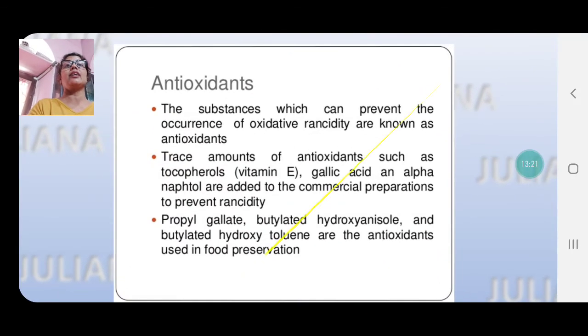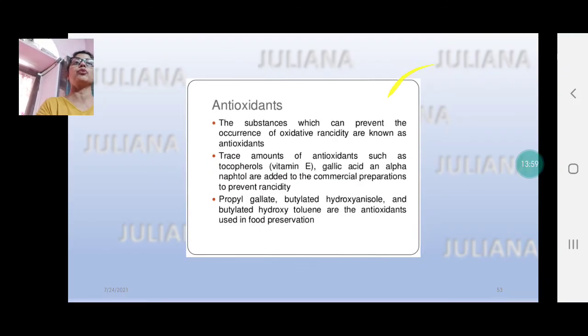So what are these antioxidants? The substances which can prevent the occurrence of oxidative rancidity are called antioxidants. Trace amounts of antioxidants such as tocopherols or vitamin E, gallic acid and alpha-naphthol are added to commercial preparations in order to prevent rancidity. And propyl gallate. These could come as fill in the blanks, or pick up the odd one. Then butylated hydroxyanisole and butylated hydroxytoluene are other antioxidants used for food preservation.